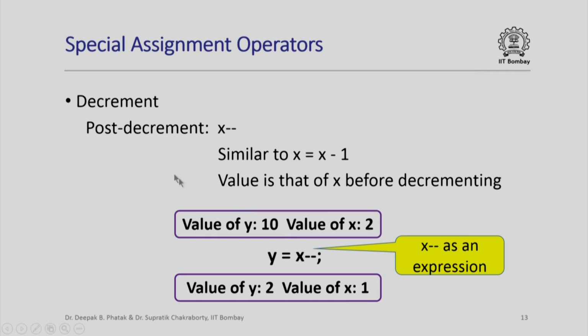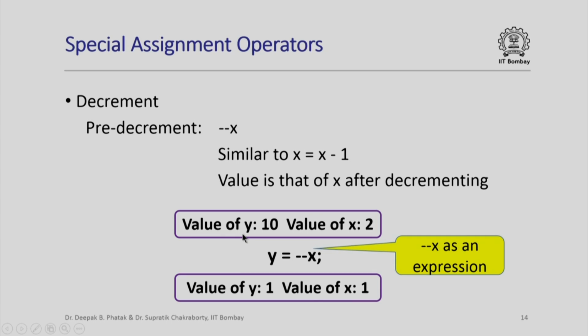Just like increment, we can also have decrement operators. So we can have post decrement like x minus minus, which is similar to x is assigned x minus 1, but its value will be the same as that of x before decrementing, and here we have a simple example that is worked out. You can look at it and you will be able to easily realize how the values of x and y are obtained after the execution of this instruction. And similarly, we could have pre-decrement, which is once again similar to x is x minus 1, but its value is the same as that of x after decrementing.